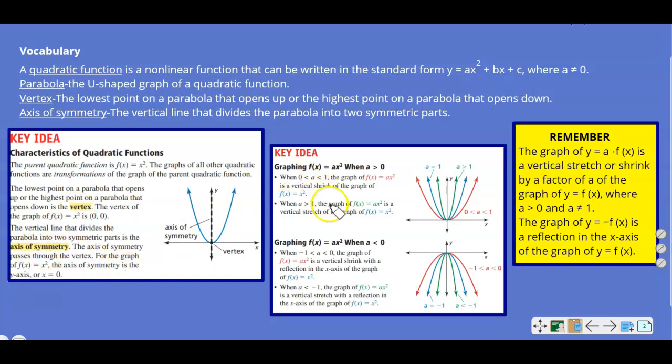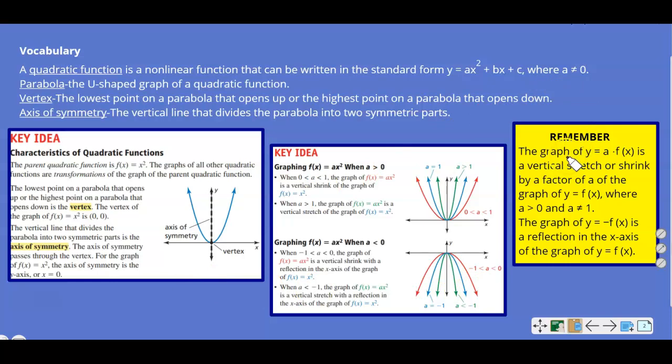All right, key ideas. We're going to talk about graphing ax squared, where a is greater than 0. That means it's always going to turn up. And if a is less than 0, meaning it's negative, it's going to reflect across the x-axis, and it will be an upside down U-shaped graph.